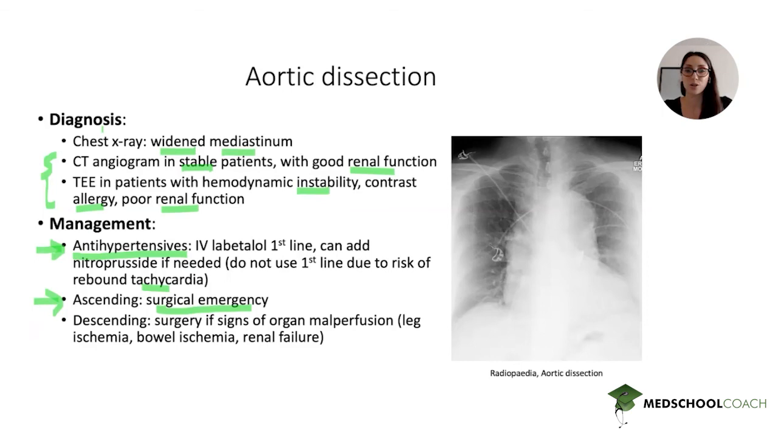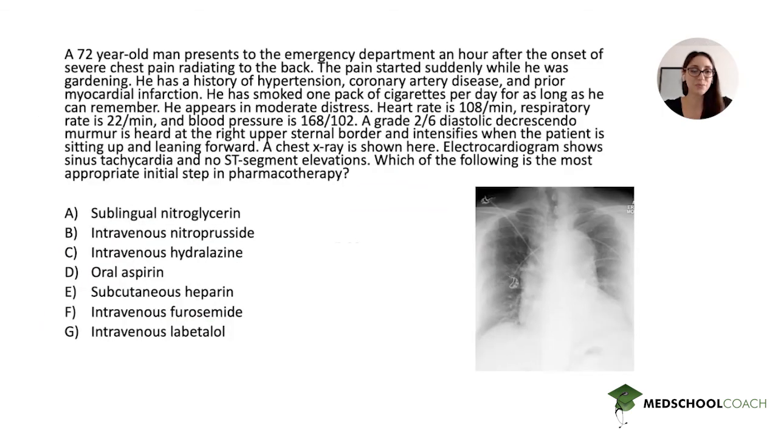So if we take a look at our answer choices again, we can work through these. So sublingual nitroglycerin, this might have been helpful if this was a presentation for MI, but as we've learned, this is an aortic dissection, so that's wrong. IV nitroprusside, this was testing your knowledge of the fact that nitroprusside should not be given first, right? Not the initial step. It might be useful after labetalol, but you would not give this first, so this is wrong. IV hydralazine is a different antihypertensive, but it's not used in the setting of aortic dissection. It's not the initial first step, so that's wrong.